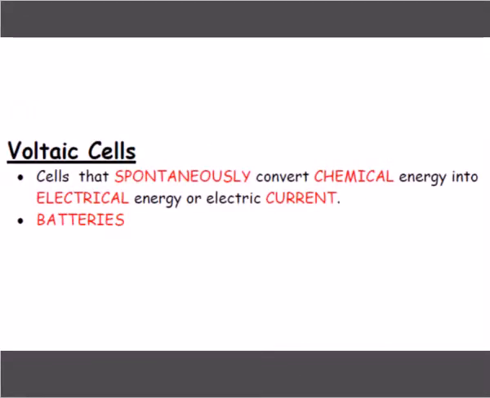I don't know. So, voltaic cells, guys, these are cells that happen spontaneously. They convert chemical energy into electrical energy or electric current. These are what batteries are doing, okay?